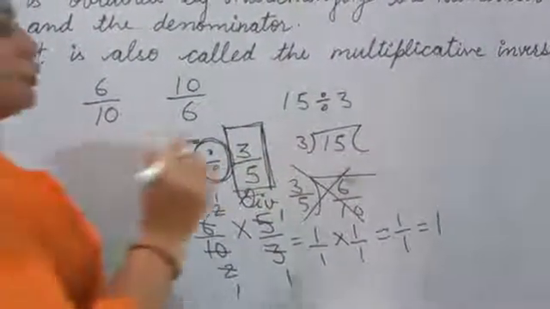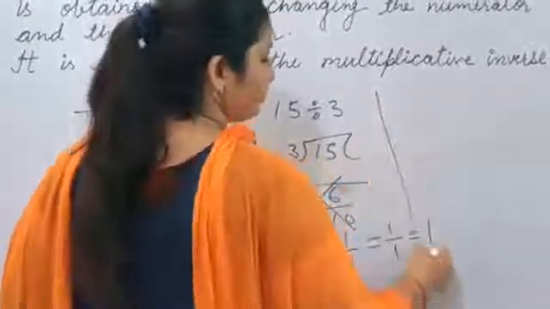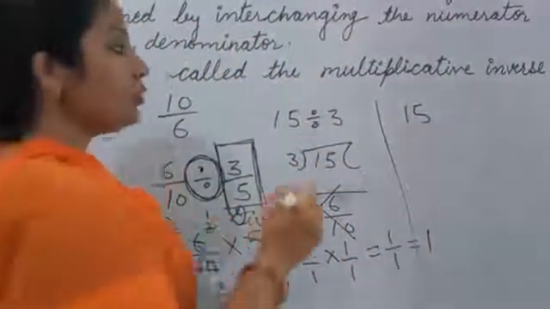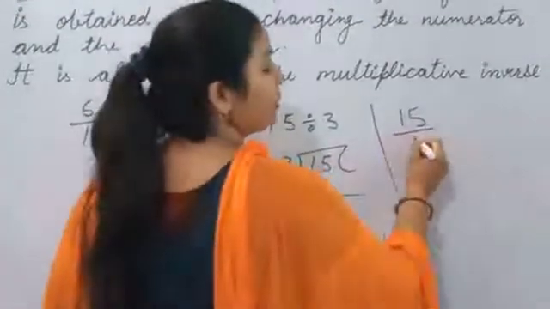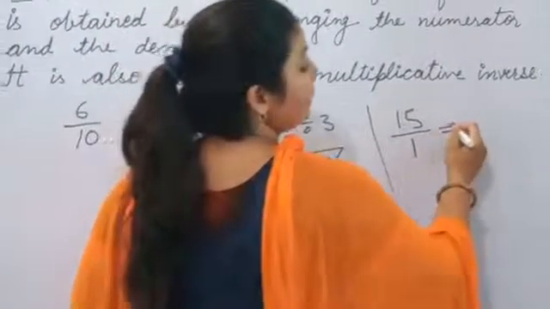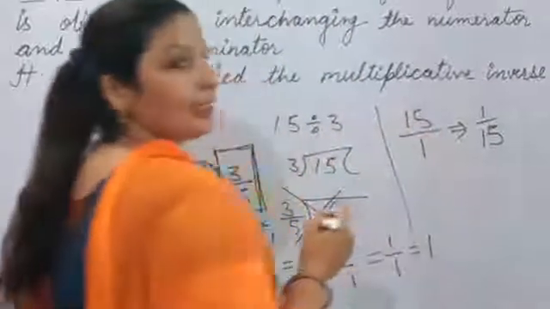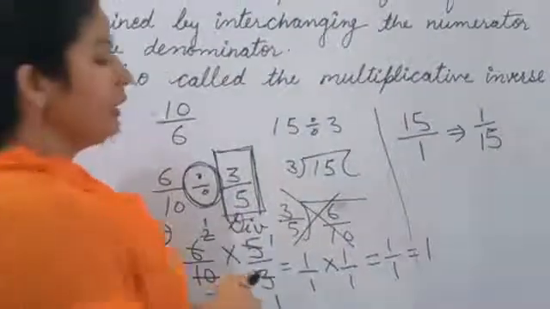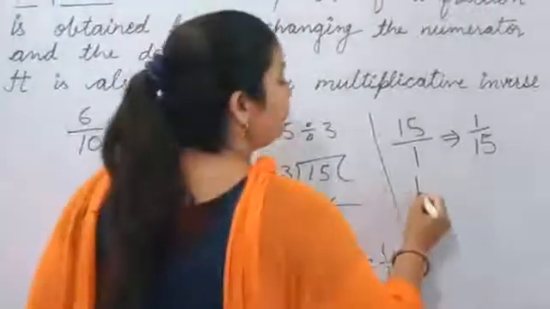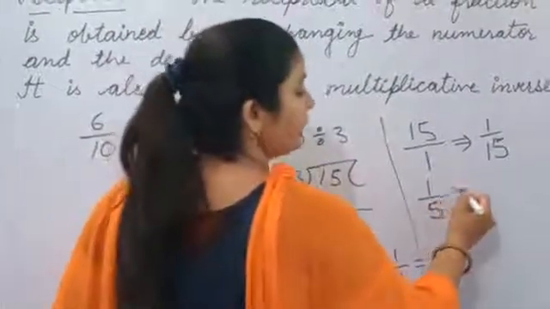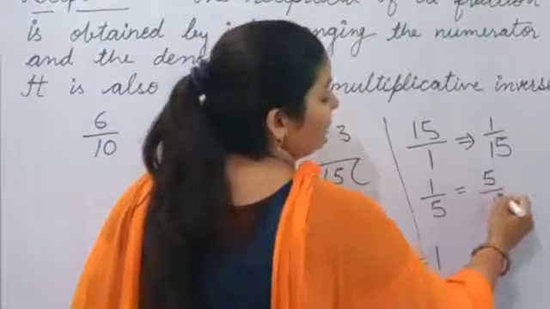Okay. Suppose you have 15. What will be the reciprocal of 15? Because there is no denominator, we can make the denominator 1. So its reciprocal will be 1 upon 15. Okay. This is the multiplicative inverse. If you have 1 upon 5, what will be the reciprocal of 1 upon 5? It will be 5 upon 1.